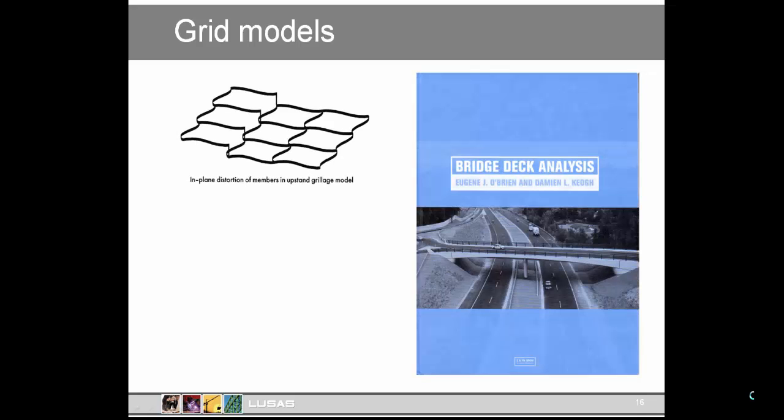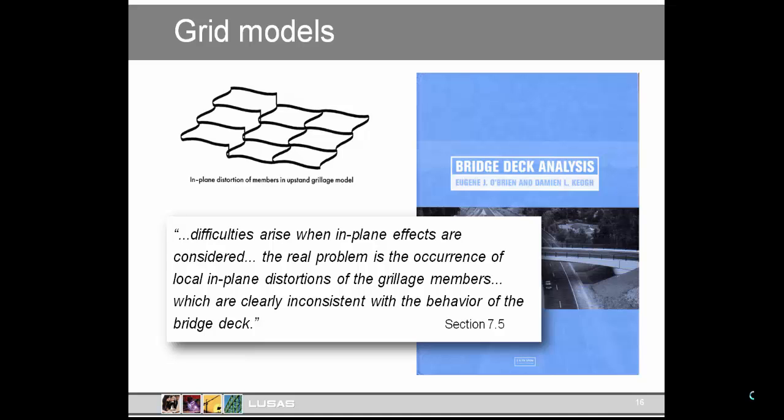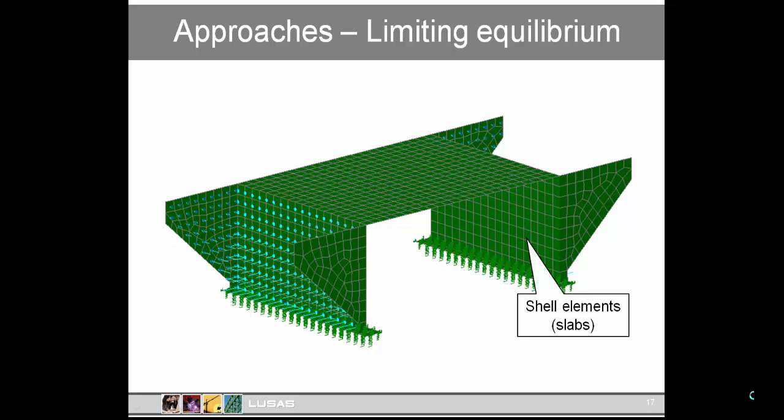And once we try to apply in-plane loads to a grid model, constructed now of 3D beams, we find difficulties arise when in-plane effects are considered. The real problem is the occurrence of local in-plane distortions of the grillage members, which are clearly inconsistent with the behaviour of the bridge deck. In an integral bridge, there are obviously in-plane forces on the deck, and real concrete slabs don't deform with this in-plane bending. There's no such thing. So we need to think in terms of shell elements to represent slabs.